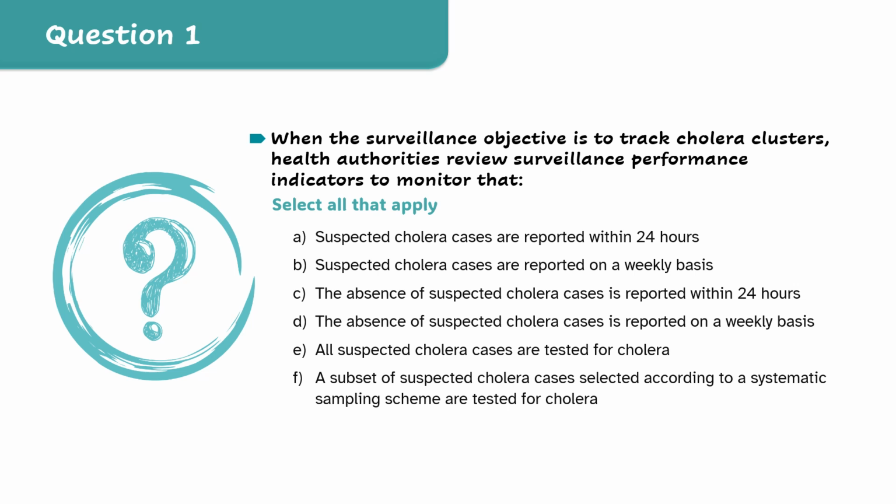A. Suspected cholera cases are reported within 24 hours. B. Suspected cholera cases are reported on a weekly basis. C. The absence of suspected cholera cases is reported within 24 hours. D. The absence of suspected cholera cases is reported on a weekly basis. E. All suspected cholera cases are tested for cholera. F. A subset of suspected cholera cases selected according to a systematic sampling scheme are tested for cholera.